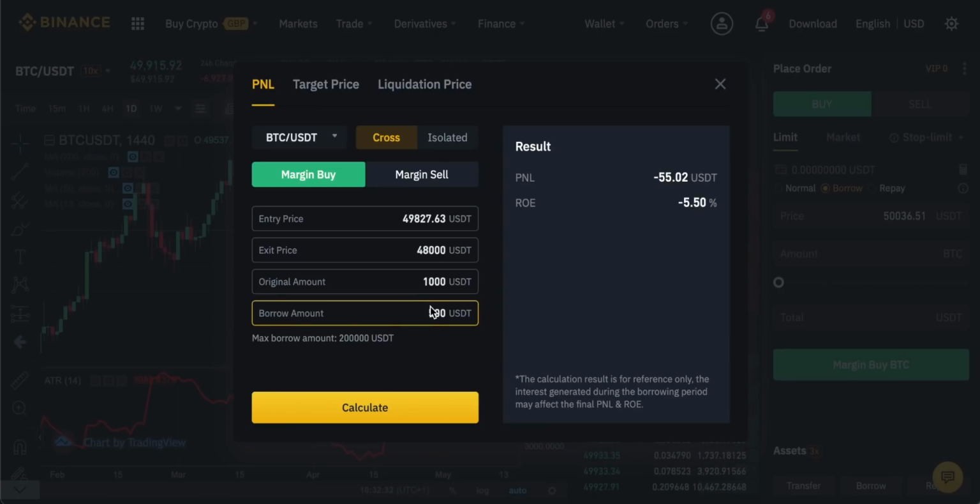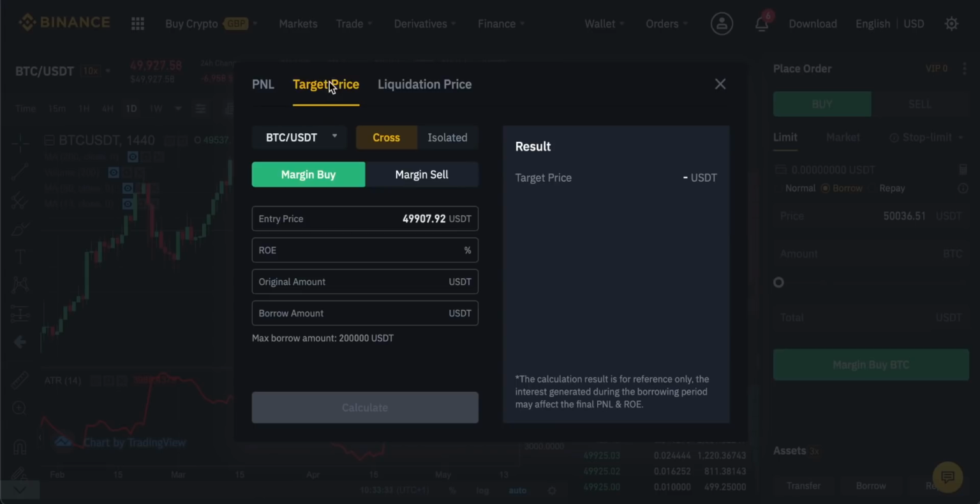That means that our profits and losses aren't exaggerated as much as if we were borrowing lots of money from Binance. So if I put a crazy amount in here, you'll see we'll lose a huge amount because it takes the amount that we're losing and multiplies it by a huge amount of borrowed money, which makes our position much larger than our original cash amount. We can also come over to target price right here and do the same calculation.